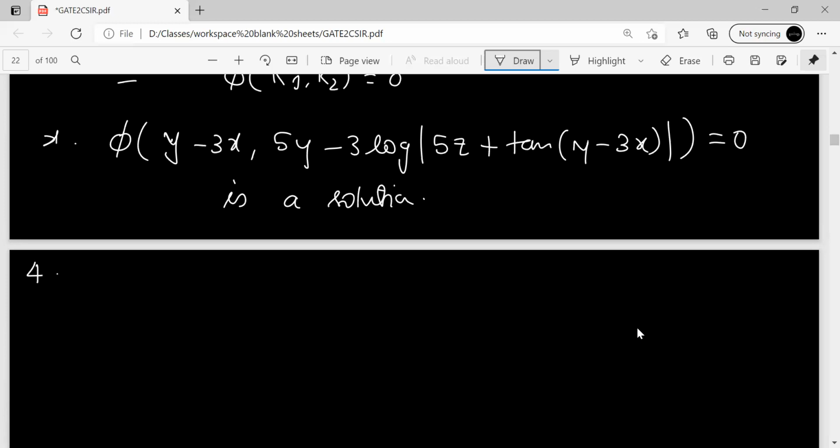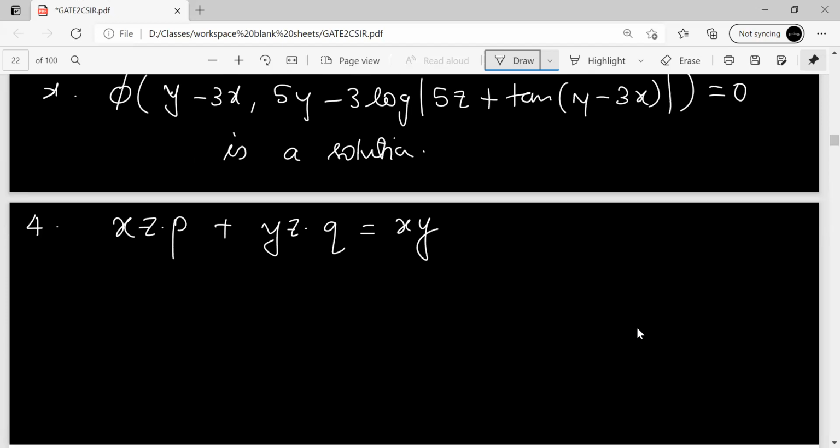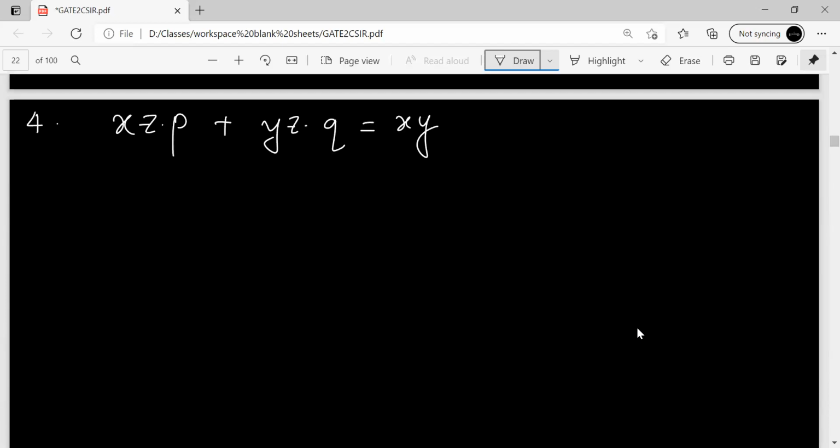Problem number 4. You can pause the video here and solve on your own first. If you don't get it, you can resume and watch it. Pause it and see while I'm trying.